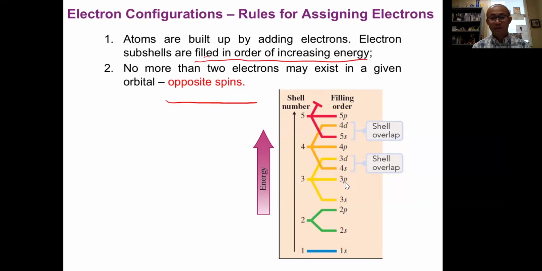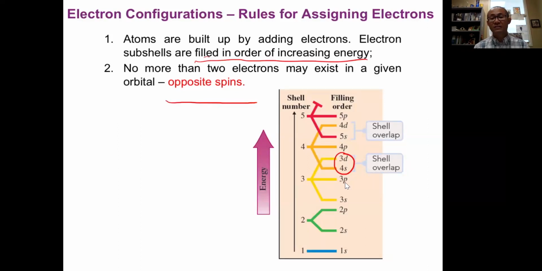Okay, so this is the order of subshells. The most common mistake will be here. 4s has lower energy than 3d. After 3p is not 3d, it's 4s, energy-wise. Right? So let's take a look.